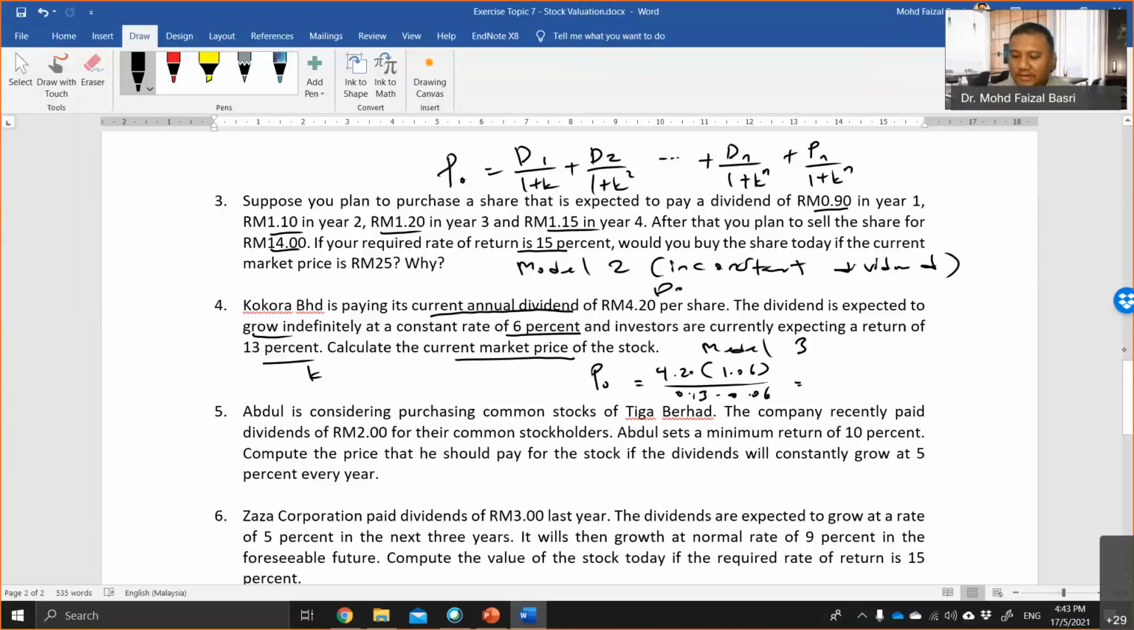Okay, I told you. 4.2 increased by 6%, divided by 7%. So you're going to have 63 ringgit. Okay, so that's question number 4.